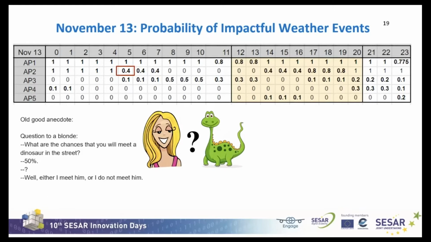Do you remember the good anecdote when the blonde is asked, what are the chances that you meet a dinosaur on the street, and she answers 50%. Why? Well, either I meet him or not, right? So we apply a similar strategy here. We either account for the weather at this particular hour at each airport, or we ignore it.